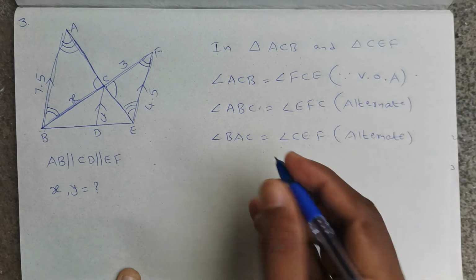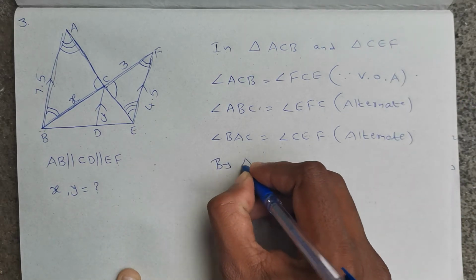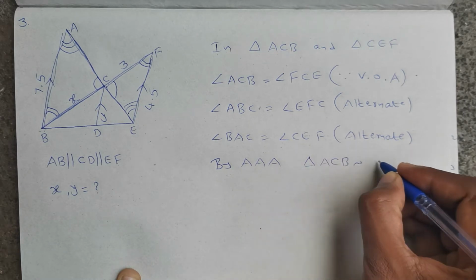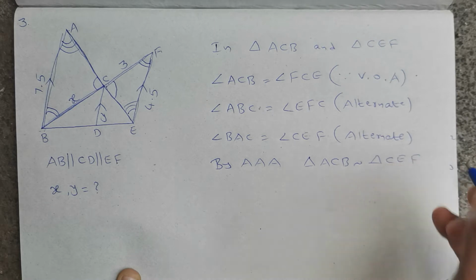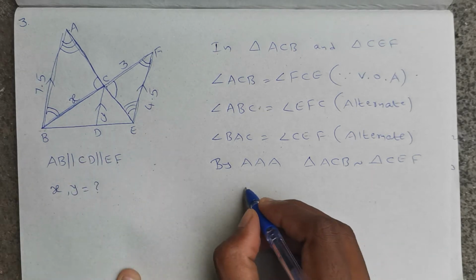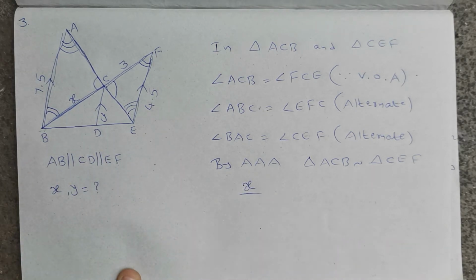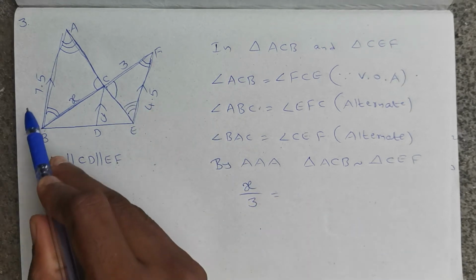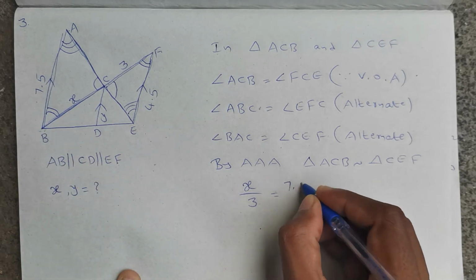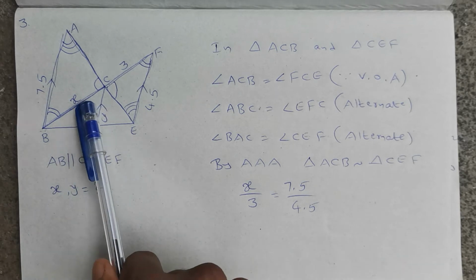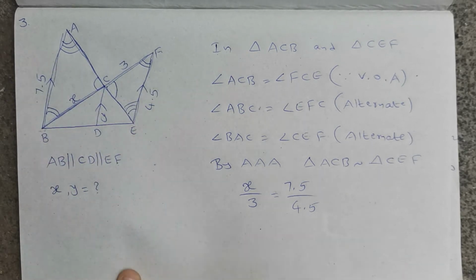Angle, angle, angle. So according to AAA criteria, triangle ACB is similar to triangle CEF. If both the triangles are similar to each other, then obviously we can apply the similarity concept. First side x of the first triangle divided by first side of the second triangle 3 is equal to second side of the first triangle 7.5 divided by 4.5. Simply, x by 3 is equal to 7.5 divided by 4.5.